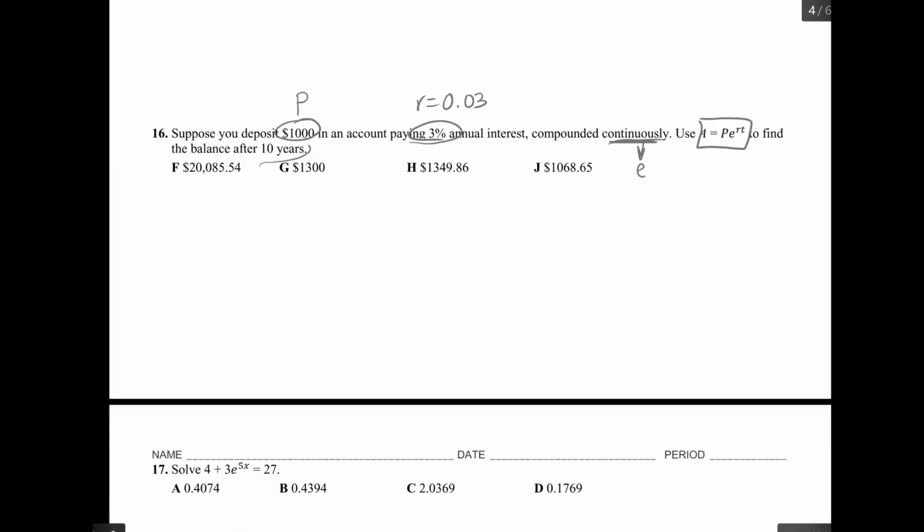Okay, after 10 years is time. So I know P, I know R, I know T, I can plug in. A equals 1,000 times e to the 0.03 times 10. And what do I get when I plug that in? 13. Do you want me to show you how to put this on your calculator?